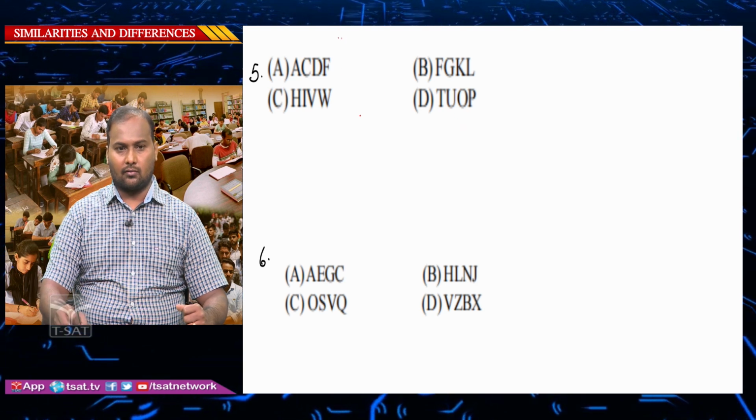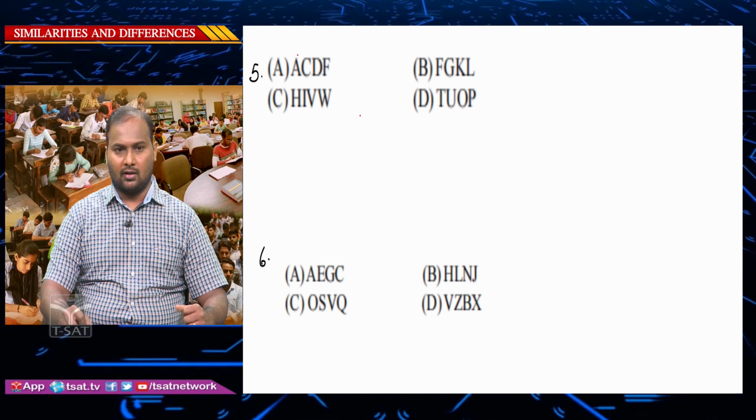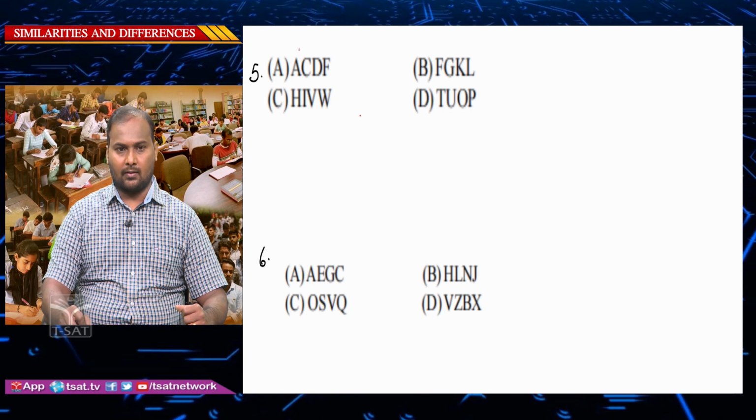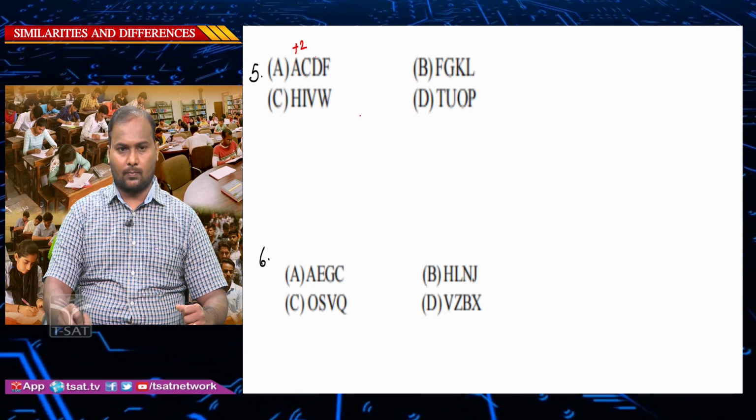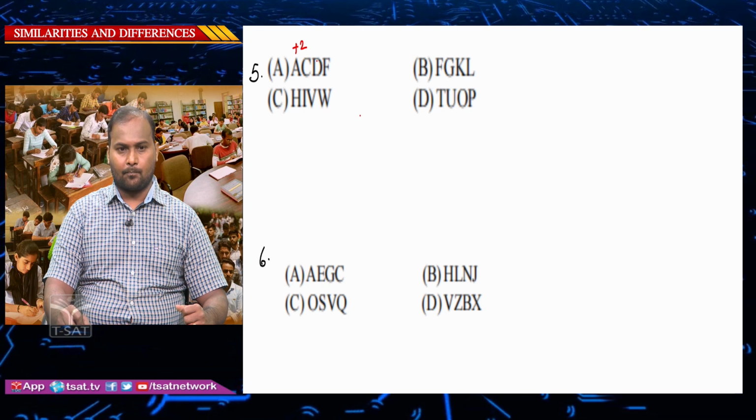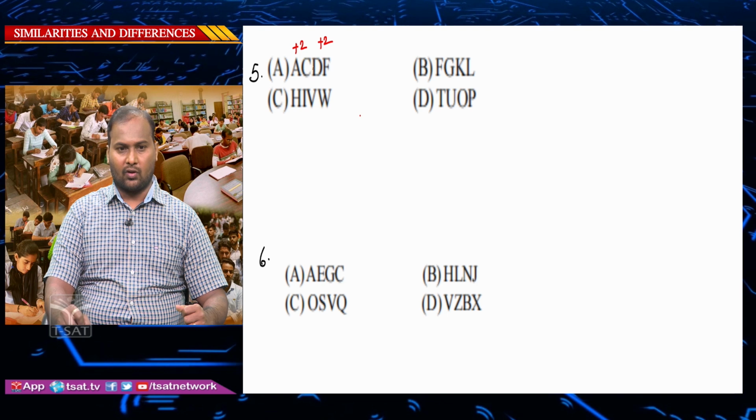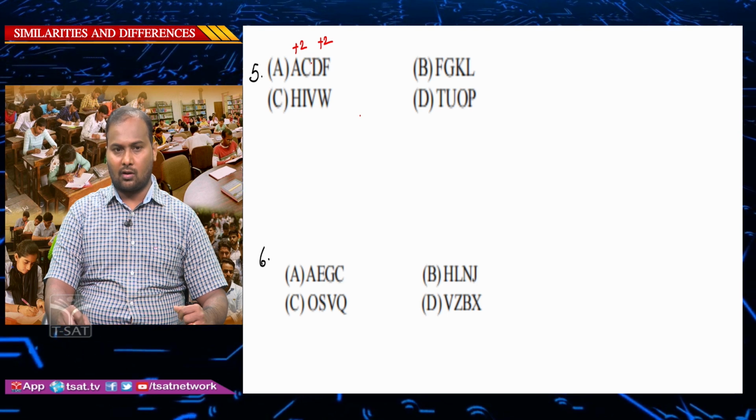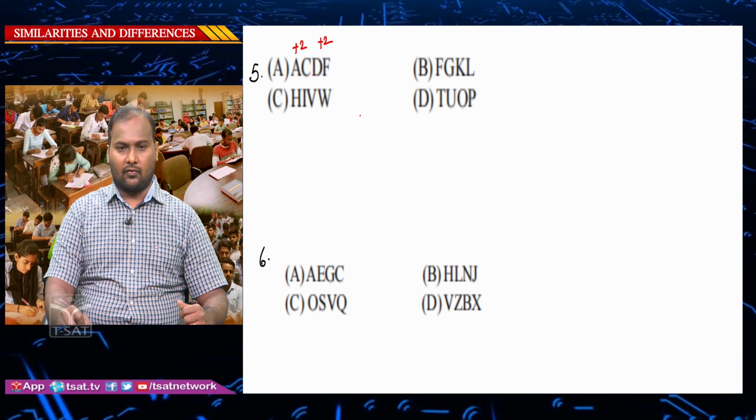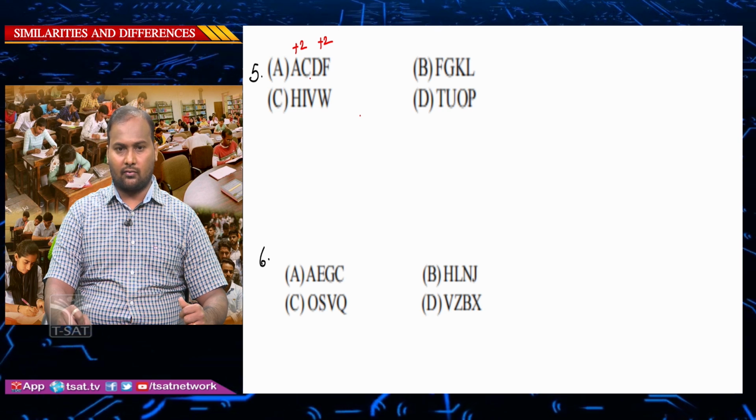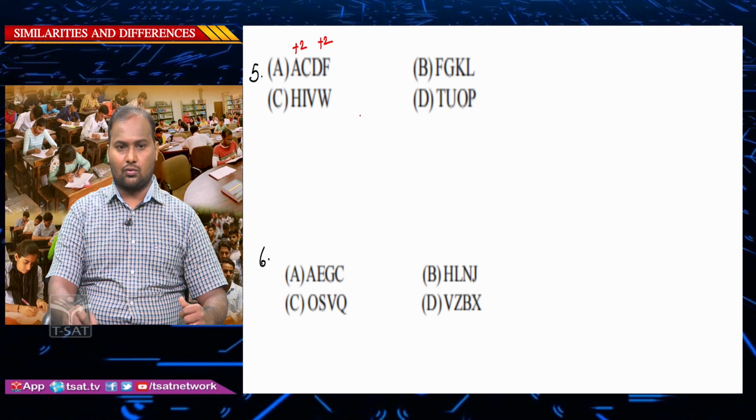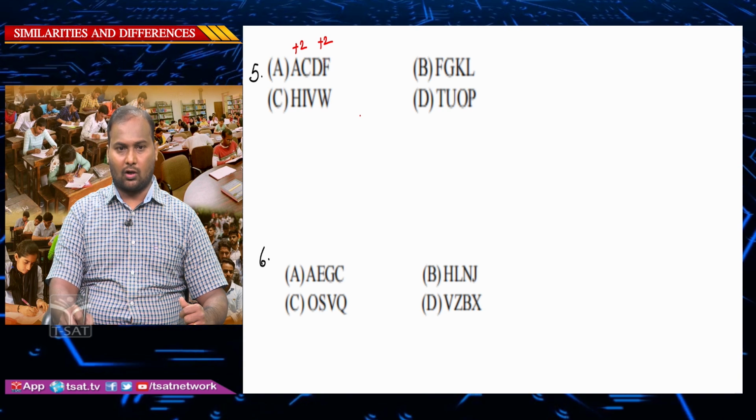What I can observe is the first two letters, for example, A to C. A is 1, C is 3. So it is increasing by plus 2. In the same way, D to F. D is 4 and F is 6. Here also increased by plus 2. I am not considering the center one. Why am I not considering the center one? Because if you observe the remaining options and the range of these letters, you can conclude that I have to take only the first one and the third one.